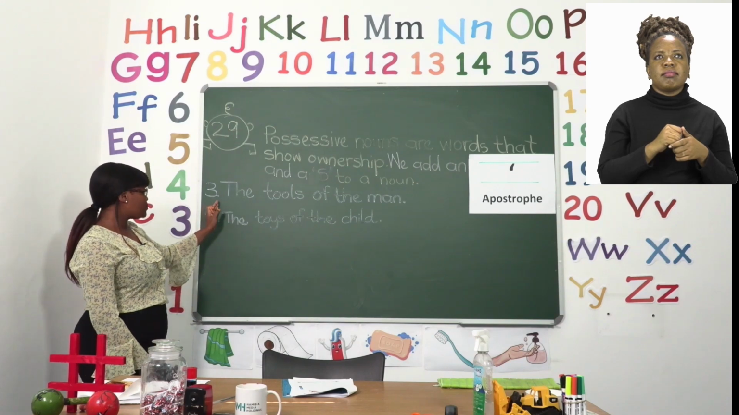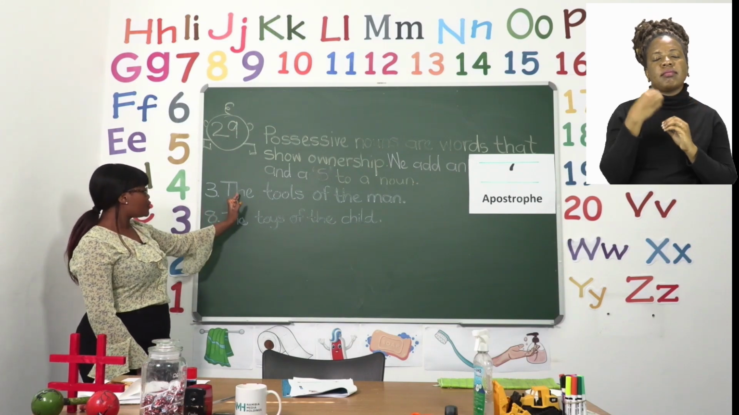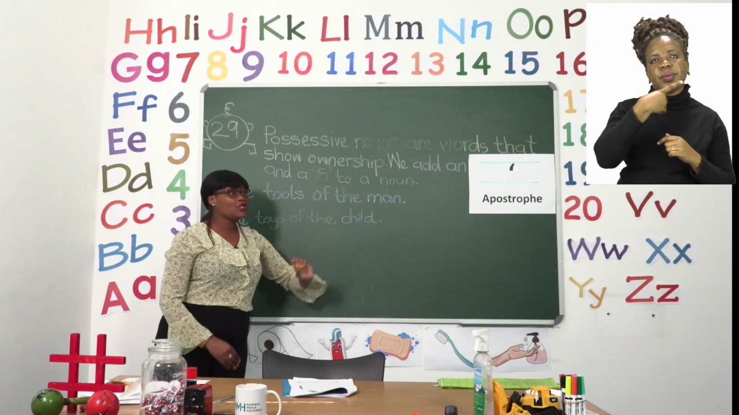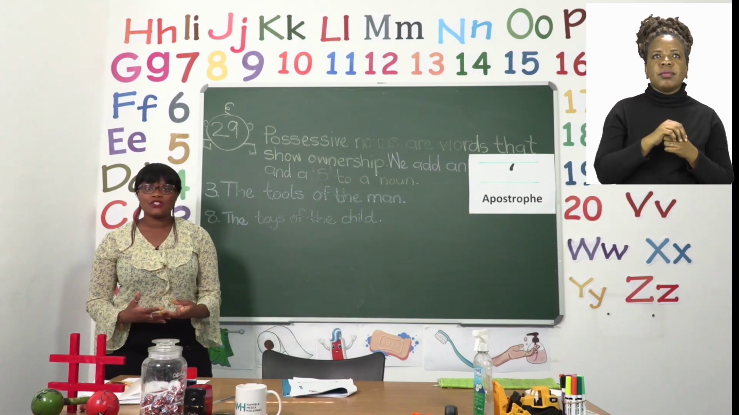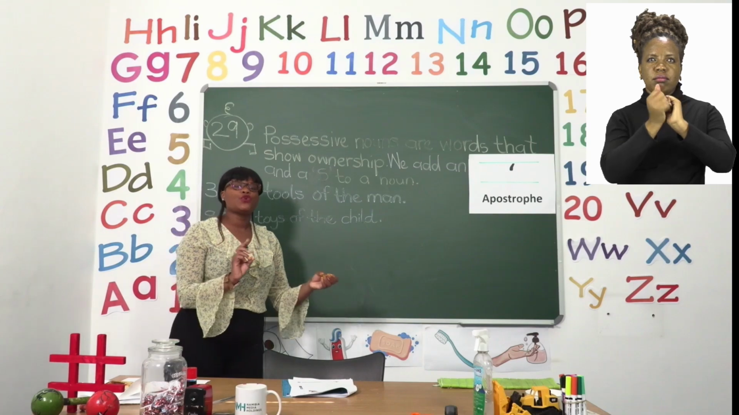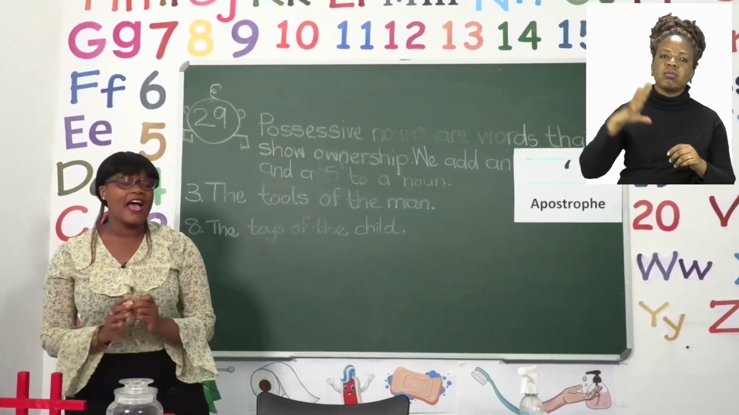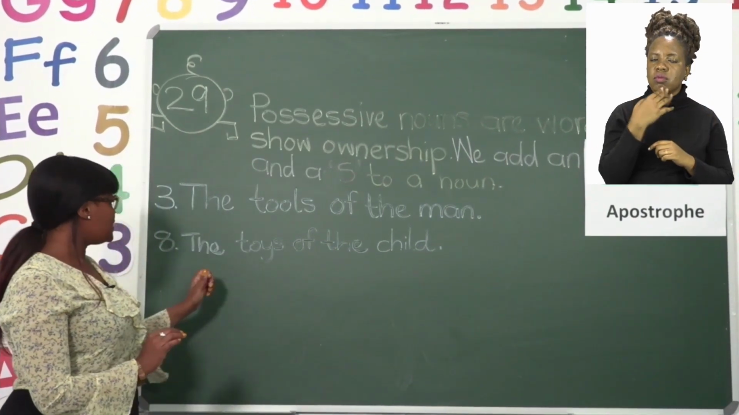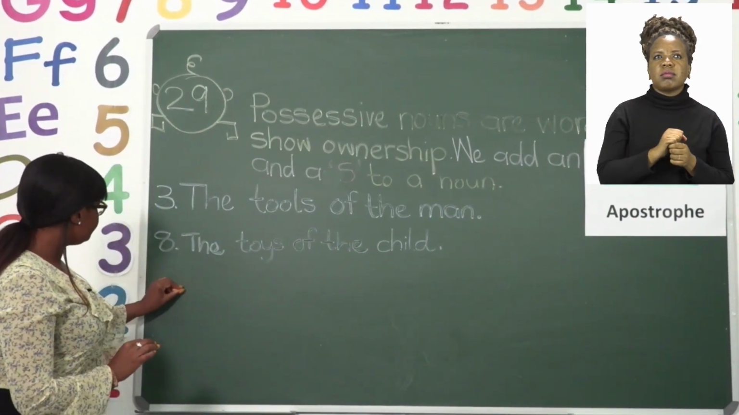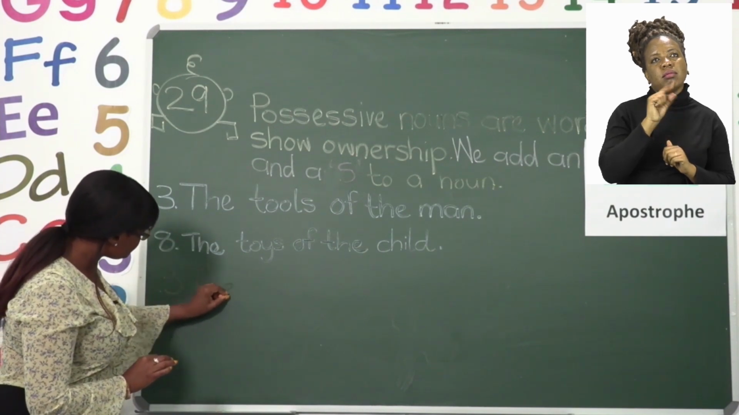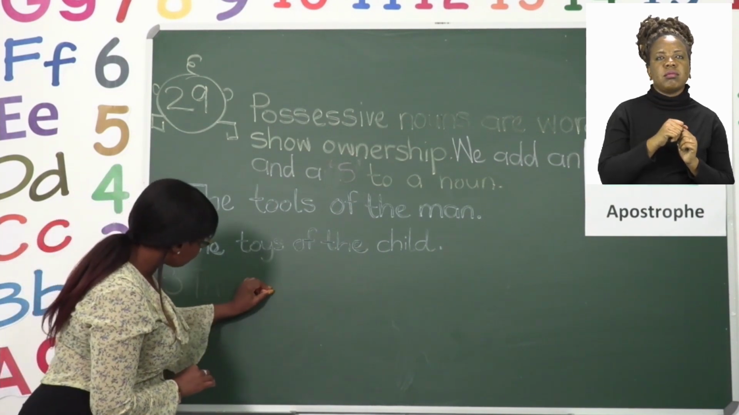Let's take a look at number 3. It says, the tools of the man. So we want to now change it to show that the person who owns the tools is the man. And how we're going to do that is we are now going to say the man's.